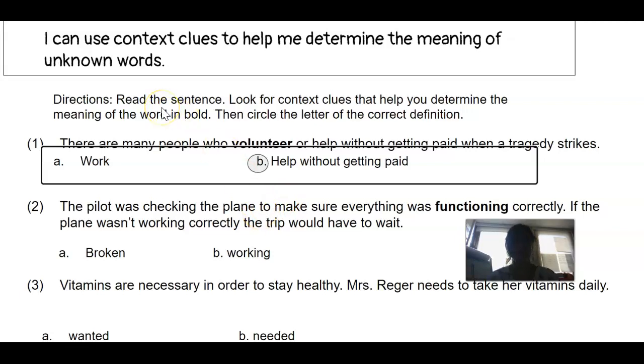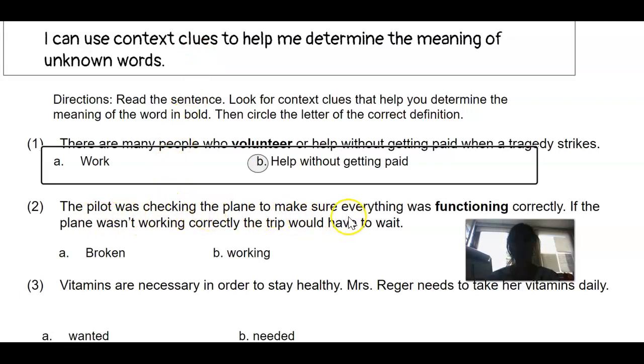Remember to always go back to your directions. Read the sentence. The pilot was checking the plane to make sure everything was functioning correctly. If the plane wasn't working correctly, the trip would have to wait. Okay, I'm going to look inside this word. I do see a root word, function, and I see a suffix, ing, but looking at that root word function still doesn't help me.